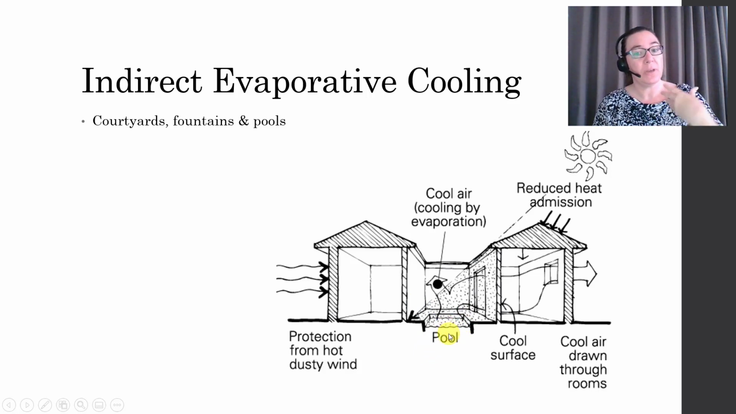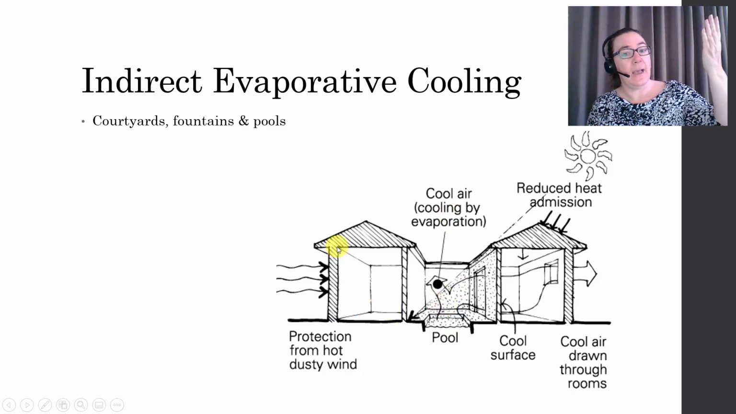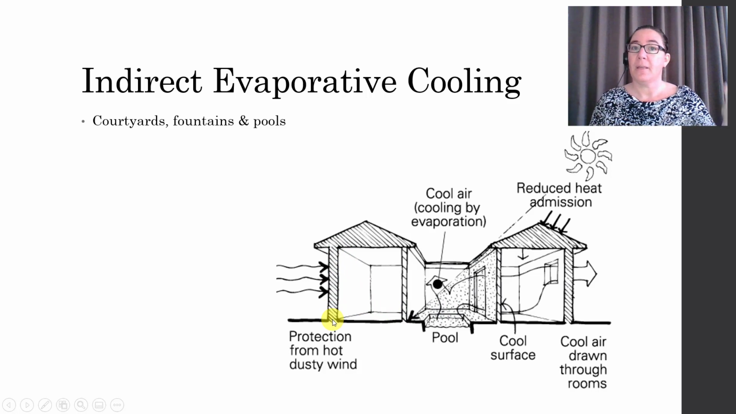The evaporation from that pool or fountain is going to cool the air. And what you do is close off the windward side of your building and open up the leeward side. This will pull the cool air through your building, while the water evaporation escapes out through the courtyard. It's a fantastic way to cool your building.